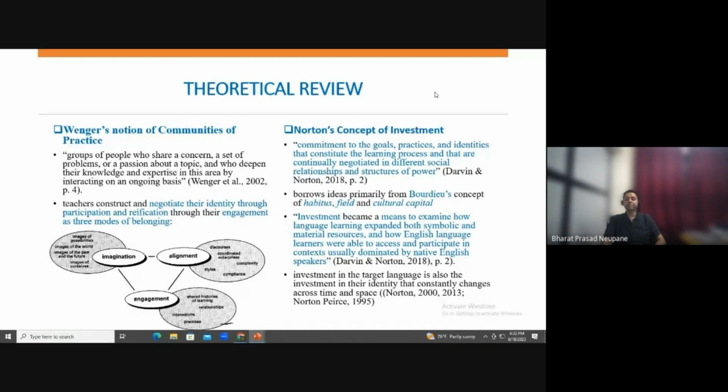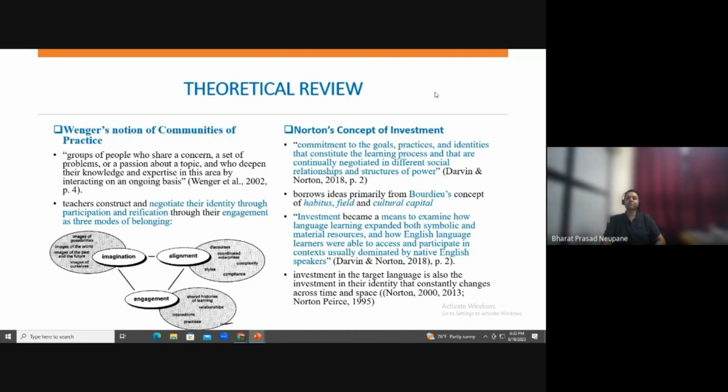So teachers construct and negotiate their identity through participation and reification, through their engagement as three modes of belonging: imagination, alignment, and engagement. When teachers engage in communities of practice, they imagine themselves to be a certain kind of person, and they start investing in engagement in different communities of practice. And during the engagement, they align to certain people, and they associate with certain groups of people, and they dissociate with others. And in this process of association or dissociation, they construct their identity. So with whom you align yourself matters a lot, right?